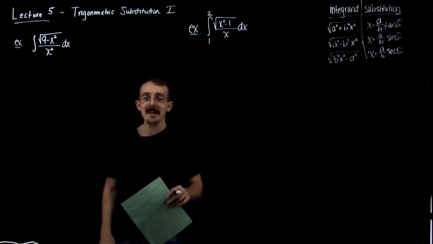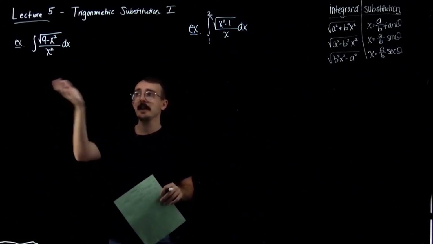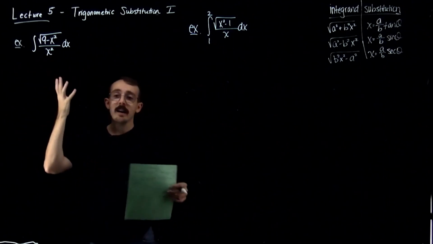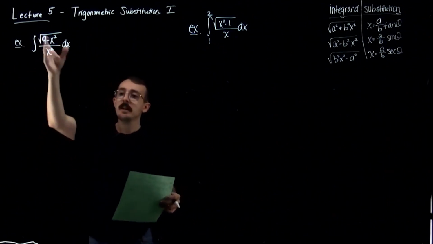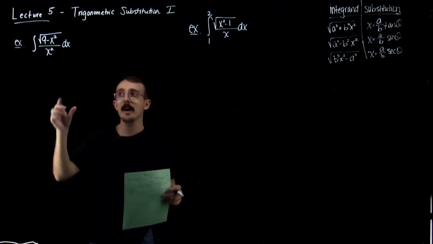Hello, everyone. Welcome back. We're going to do 2 more examples of trig substitution. Let's take a look at this first one here. So I have a good idea it is trig substitution because of the radical here, and also I have these two terms that are squares. So that is almost a giveaway.